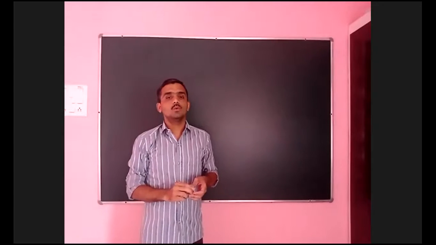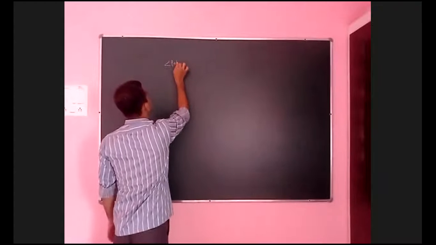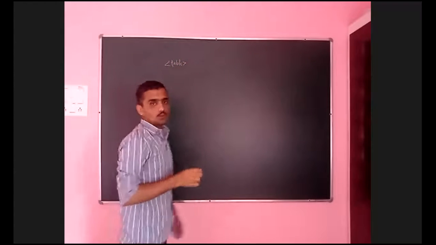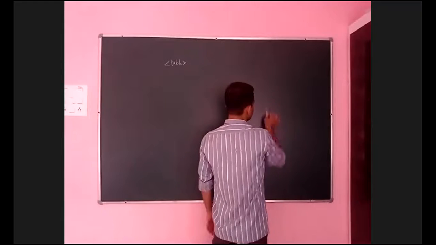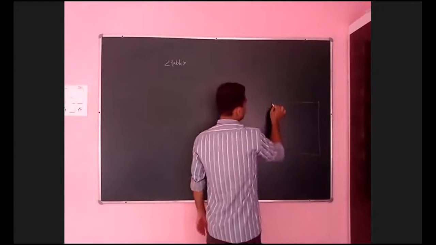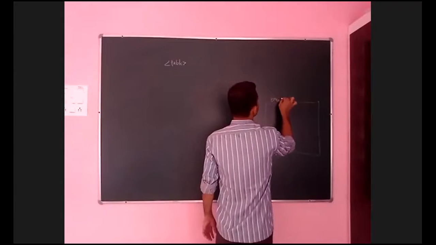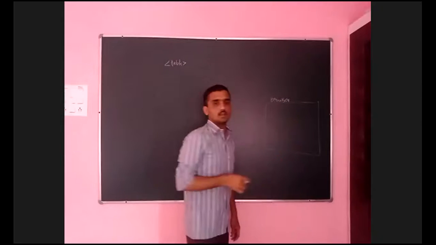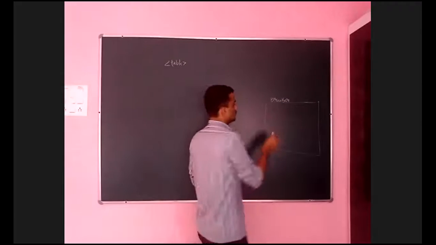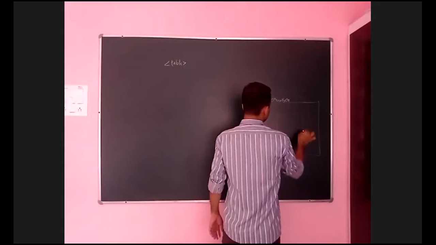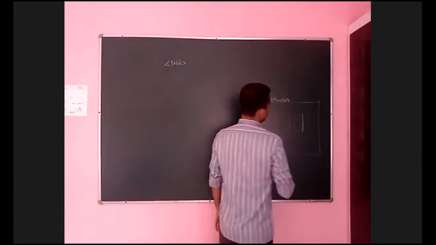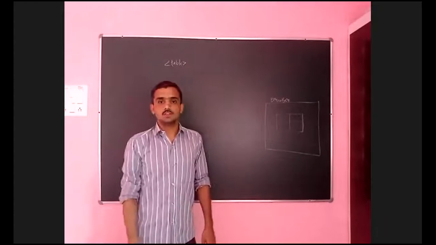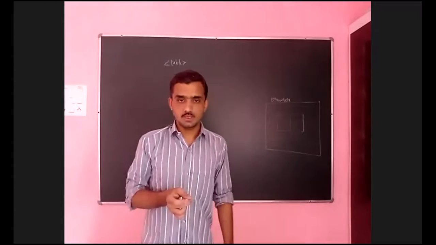So we have one tag called table. That means if I want to display the table on the output screen, that is on the browser. For example, you can consider this like a browser, and on the browser, that is on the web page, if I want to draw a table like this, say for example, 2 rows, 2 columns.